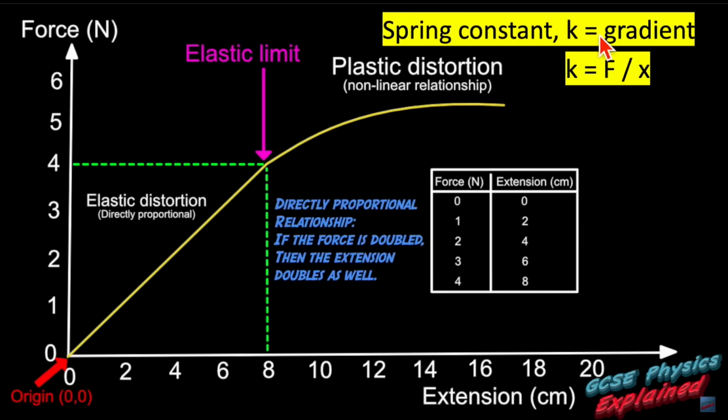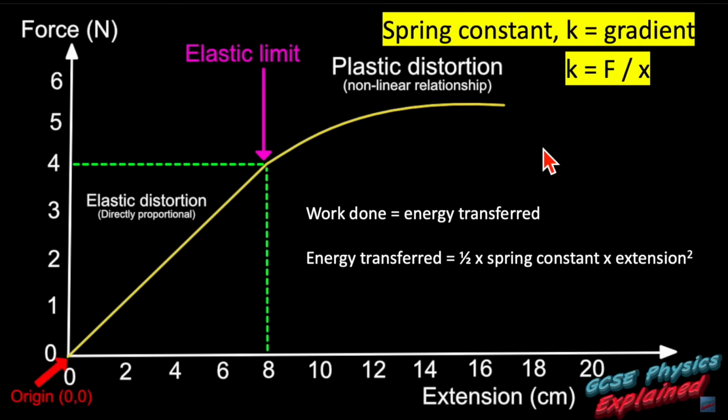The spring constant is the gradient, because to get the gradient we do the y divided by the x, and that is force divided by extension, and that equals k. If they ask you about work done, that is the same as energy transferred, and energy transferred is a half times the spring constant times the extension squared, and that would basically be the area under the graph.